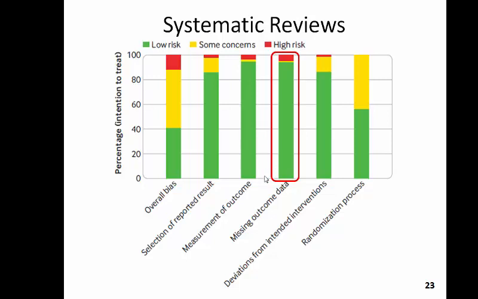In this original research study, in the category of missing outcome data, we see a very high degree of green, so very low risk. A very, very small amount of data may be missing, which would make the high risk level very, very small. Alternatively, in terms of overall bias, we see that there is almost equally, maybe a little bit more, concern about the overall bias than there is low risk with that one particular study.